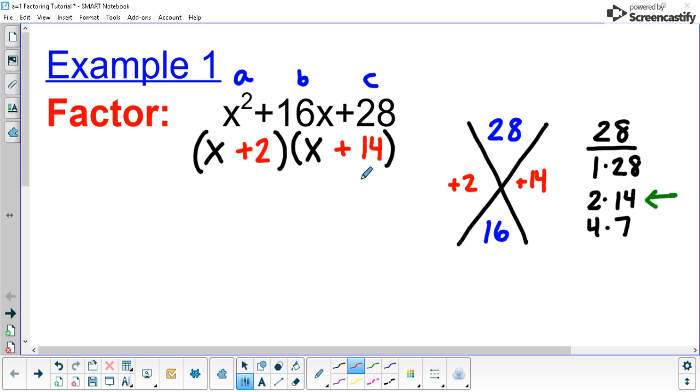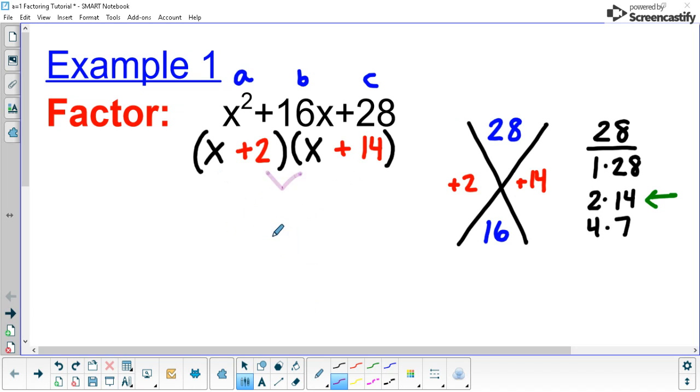You can always double check to see if your answer makes sense. X times x is x squared, 2 times 14 is 28, and then to test the middle two terms, we could see if they add up to get 16x. So 2 times x is 2x, x times 14 is 14x, and 2x plus 14x is 16x. Now, you do not have to go through this guess and check process because the guess and check process is already taken care of using the x method.